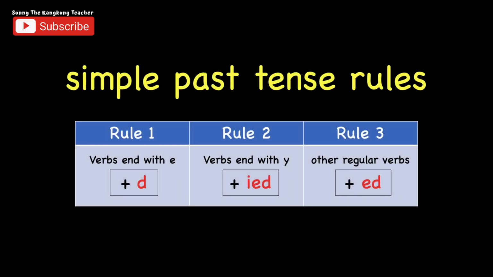Here are some rules for simple past tense regular form. Rule number 1. If the verbs end with an E, we add D. Rule number 2. If the verbs end with a Y, you can add IED. Rule number 3 applies to most regular verbs. You just add ED. Let's take a look at a few examples.